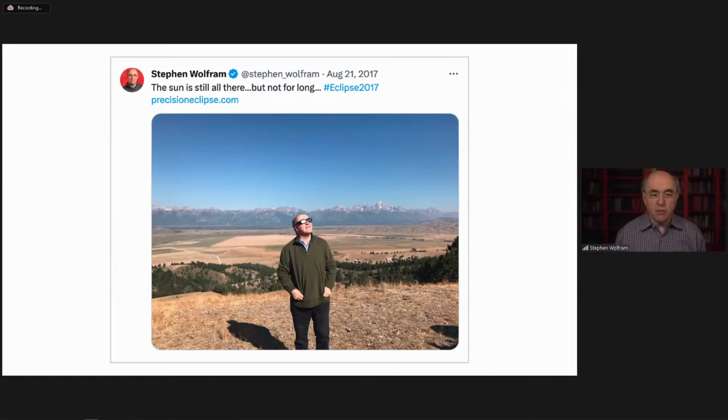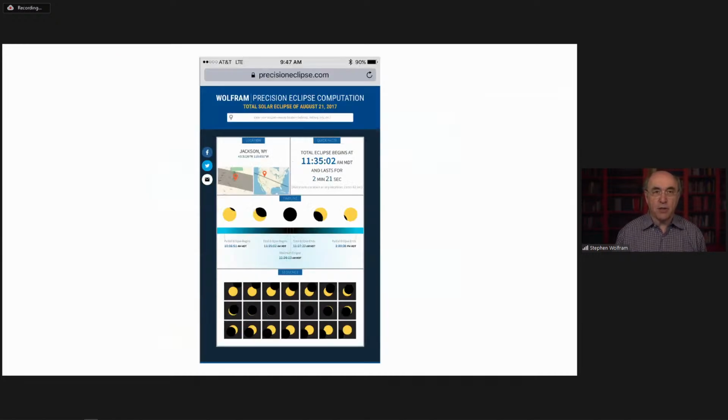From where I was, the partial eclipse was well underway, and then I got a text. Yes, totality in Oregon had come at the predicted second. It would take the shadow of the moon a little under 20 minutes to reach me. And unlike in 1991, I and everyone else had a cell phone with a precise clock, and we were able to access our precisioneclipse.com site. And here's the picture. Where I was, the eclipse was expected to begin at 11:35:02 a.m.